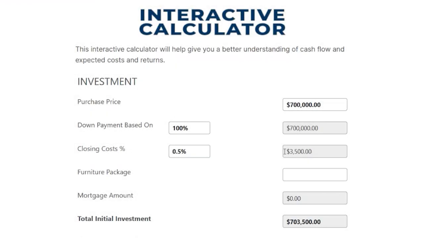So, but we'll put this in at 0.5%, put it down at $3,500 for a cash purchase. That should be fine right now. We'll cover us for that.